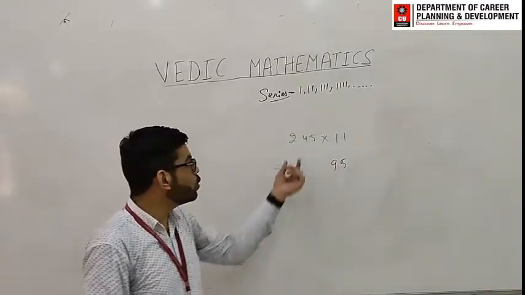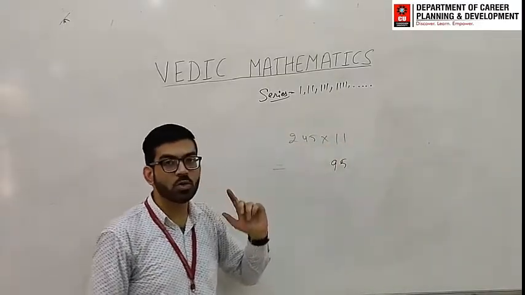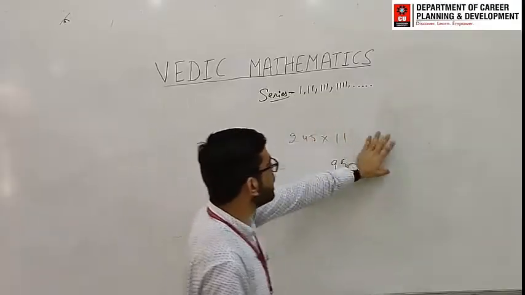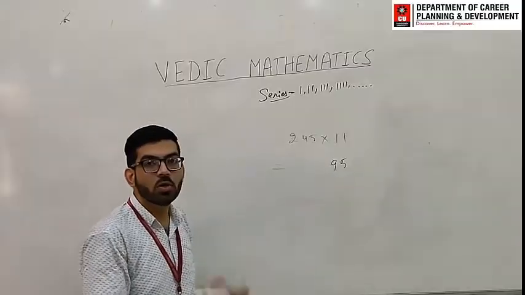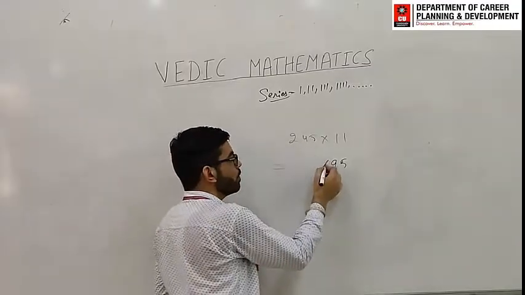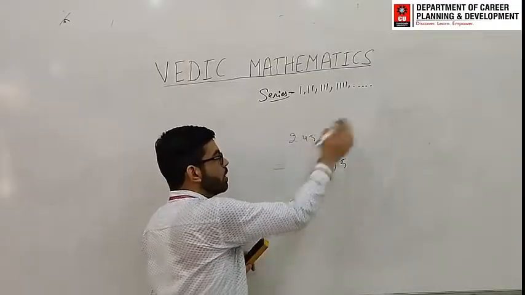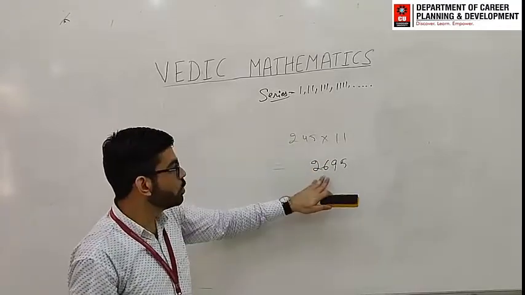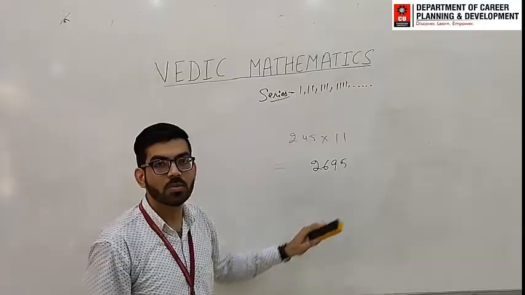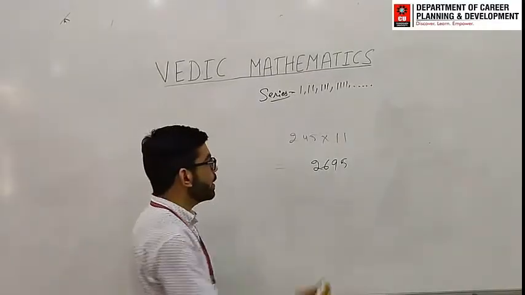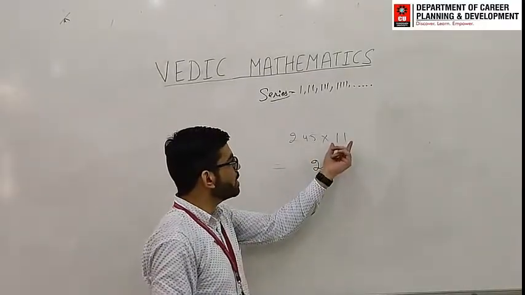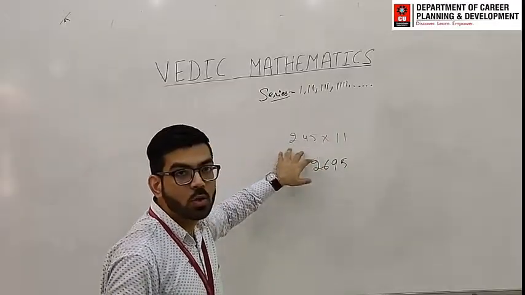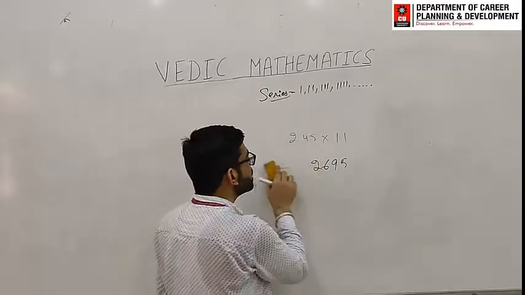Now we have to add up to 2-digit numbers because the number of ones is 2. We have to start leaving the numbers from the right hand side. That means 5 will be left. Remaining numbers are 2 and 4. So the next step will be 2 plus 4, 6. Again 4 is left. Remaining number is 2. So our answer will be 2, 6, 9, 5. Okay, this was the case when 11 is a 2-digit number and this one is a 3-digit number. So in this way we are going to deal with this question.